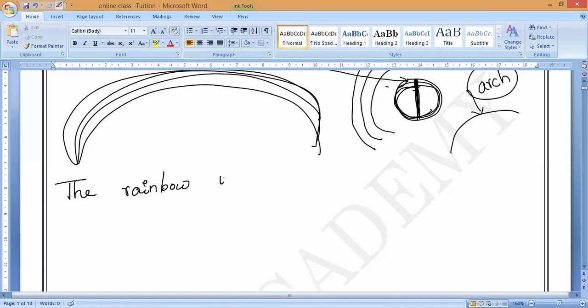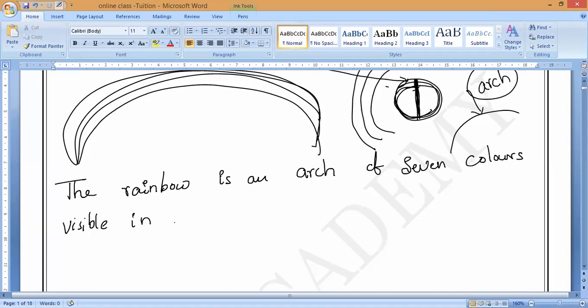The rainbow is an arc. An arc of how many colors? Seven colors. Understand? Seven colors visible in the sky. Where will it be visible? Visible in the sky.